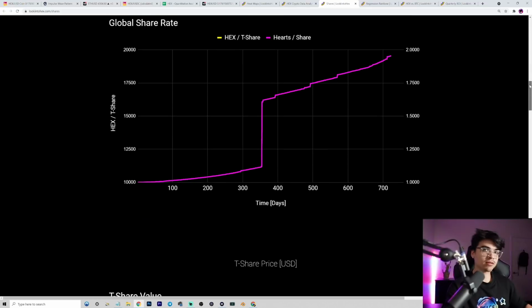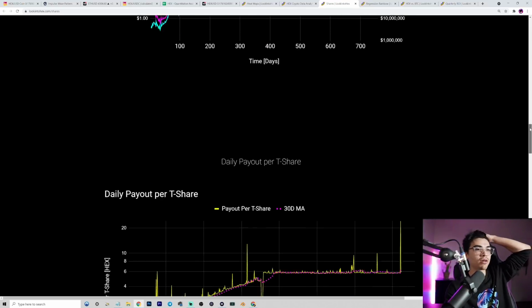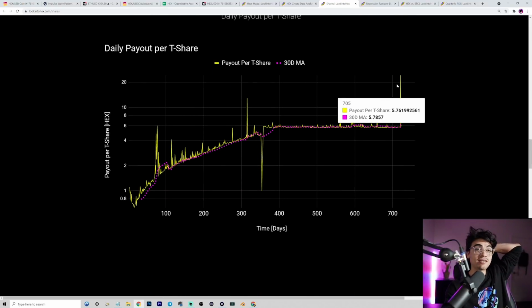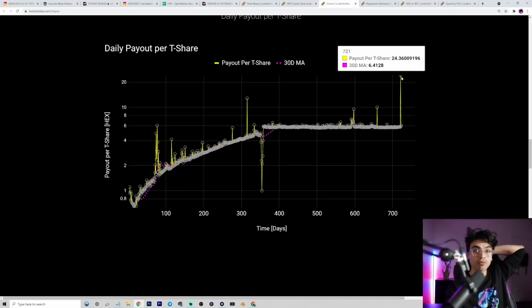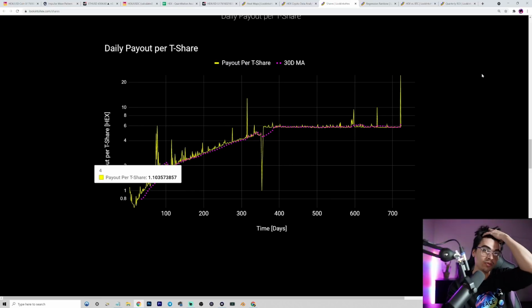Everything fundamentally is still working as planned, like a charm. We had our highest daily payout per t-share recently at 24 HEX per t-share. It was sadly due to a hack of a community member, just a cautionary tale to never have your seed words, your secret recovery phrase, in digital form.